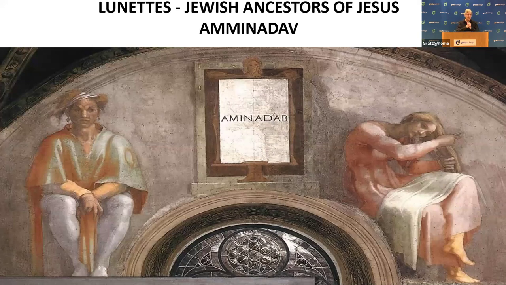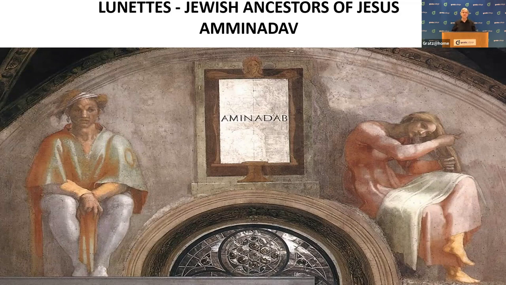And who is Aminadav? He's the man on the left, and we have a woman combing her hair on the right. Aminadav had a daughter named Elisheba, and Elisheba was the wife of the priest Aaron. So Aminadav is the father-in-law of Aaron, the first priest.